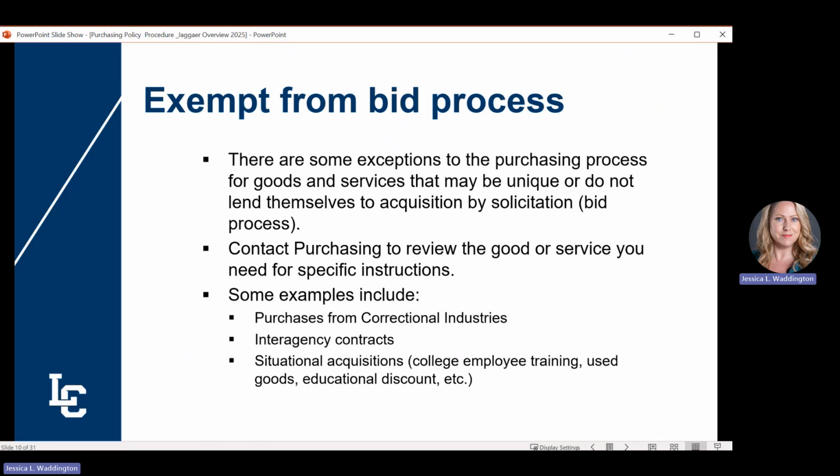There are some exemptions to the purchasing process for goods or services that may be unique or don't lend themselves to acquisition by solicitation or the bid process. Contact purchasing to review if the good or service that you need is going to fall into one of these categories. Some examples include purchases from correctional industries, purchases using interagency contracts, and different situational acquisitions such as employee training or the purchase of used goods.